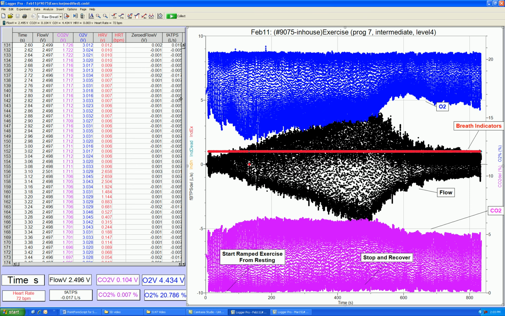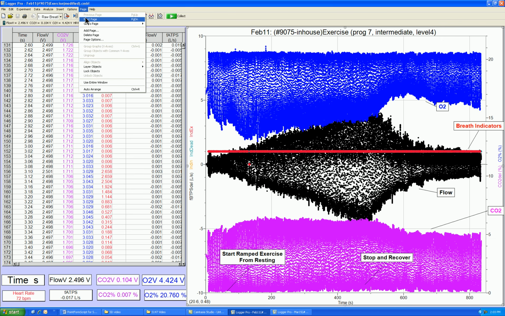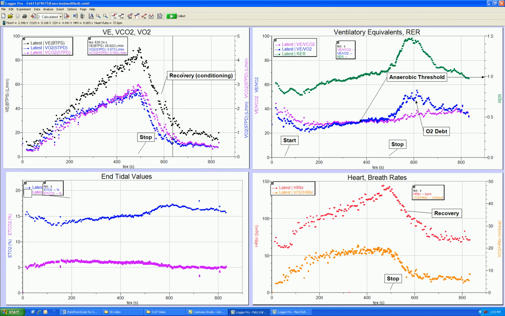So I'll now go to some of the following pages where the breath data calculated from each individual breath is plotted. On page 2, we have four different graphs showing various breath parameters that were calculated. In the first graph, we show ventilation, which is just the volume of air breathed per minute. The VCO2, which is the carbon dioxide production, and the VO2, which is the oxygen consumption.